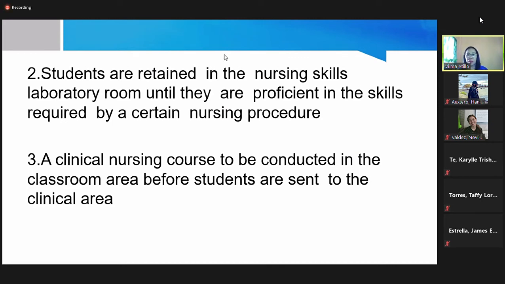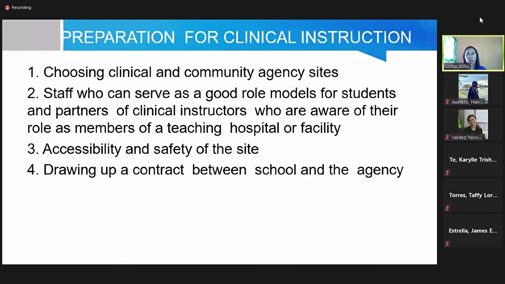Okay? Next, we have preparation for clinical instruction, choosing a clinical and community agency sites. This is actually done by the clinical coordinators as well as the dean. They will have a MOA or an agreement before we are exposed in the area. Our affiliation institution is San Pedro Hospital, which is also owned by the Dominican Sisters. So that is where we go on duty. But we also have communities like Agdao, Jacinto, and others.